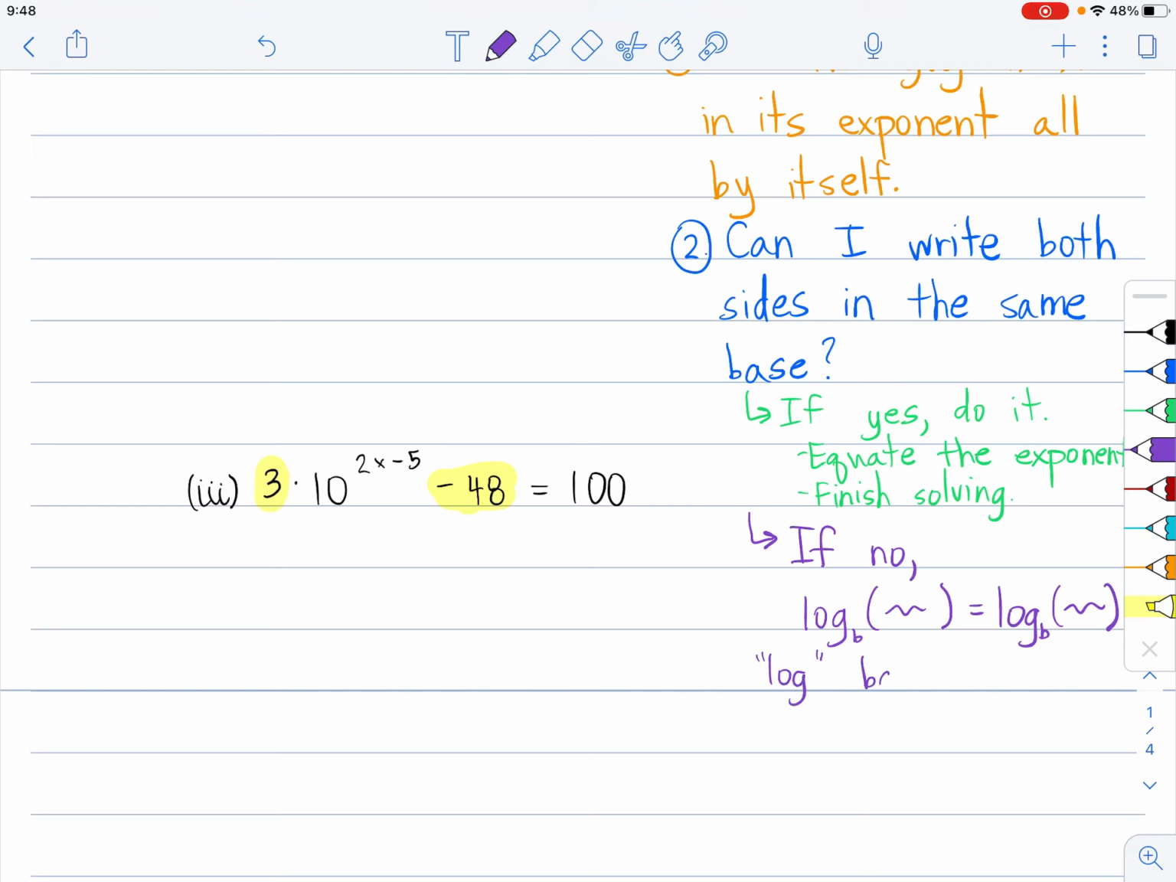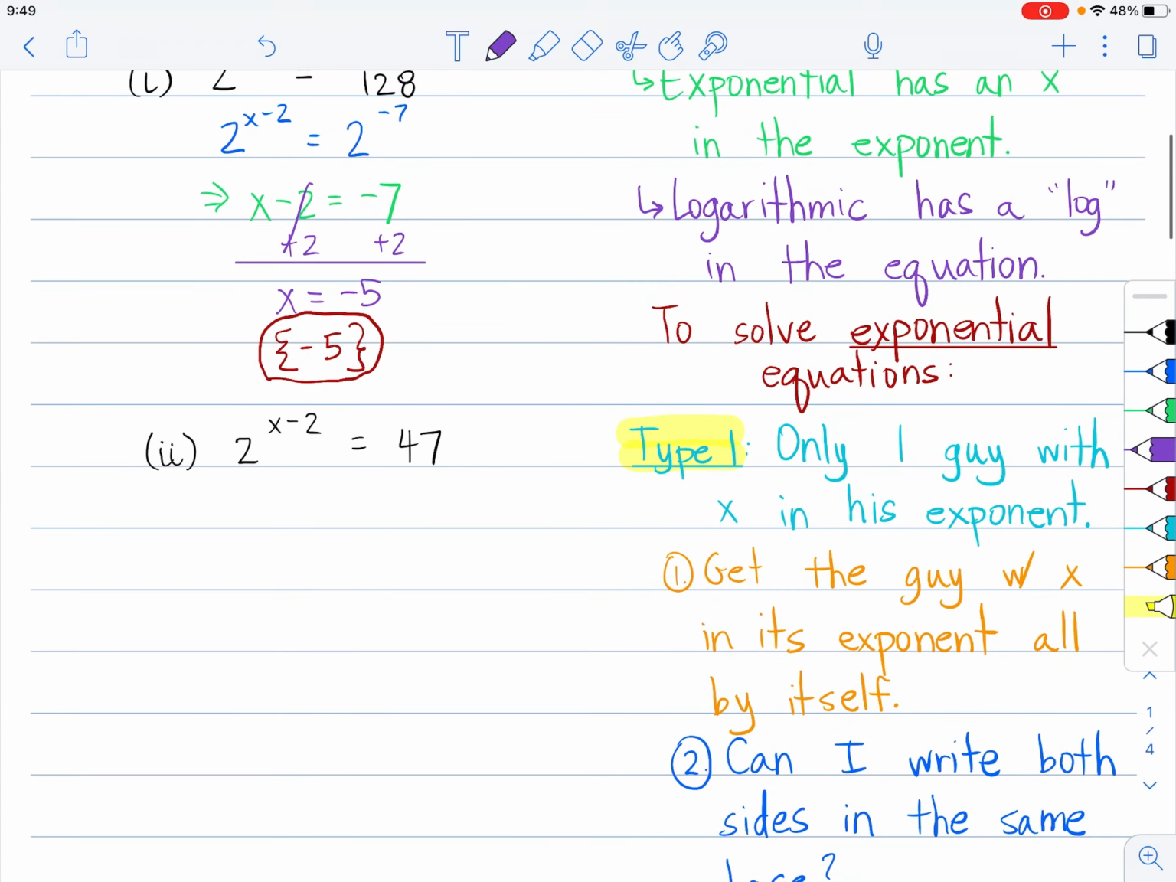Log base b both sides of the equal sign. Why are we going to log base b? Because logs and exponentials are opposite operations, like plus, minus, multiply, divide, squared, and square root. A logarithm undoes an exponential. Now, log base b is going to change every single time.